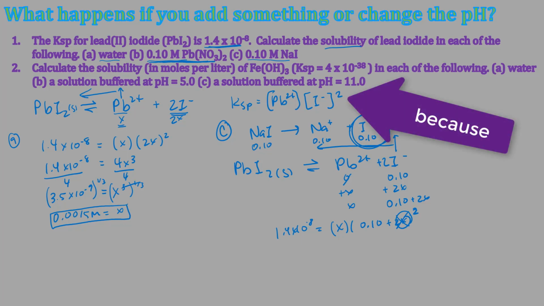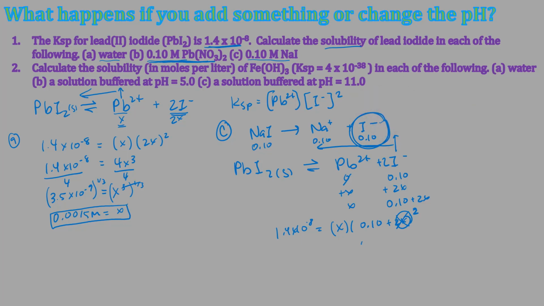So we have 0.1 squared, which is 0.01, times x is equal to 1.4 times 10 to the negative 8th. And then I'm going to divide both sides by 0.01. So I get 1.4 times 10 to the negative 6th. And so that reduced it a lot. And the reason it reduced it more is because it's going to affect K more, right? I mean, it's squared value.